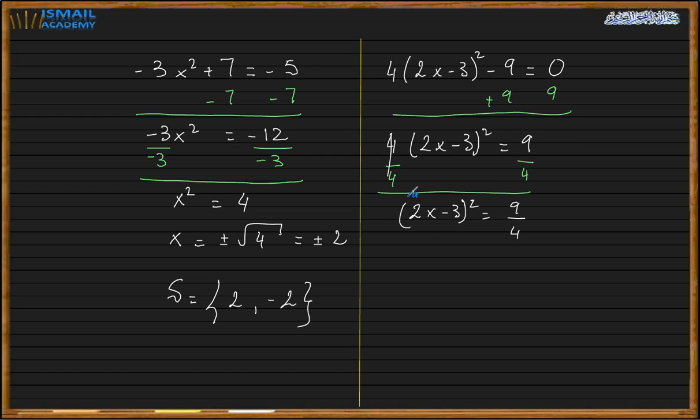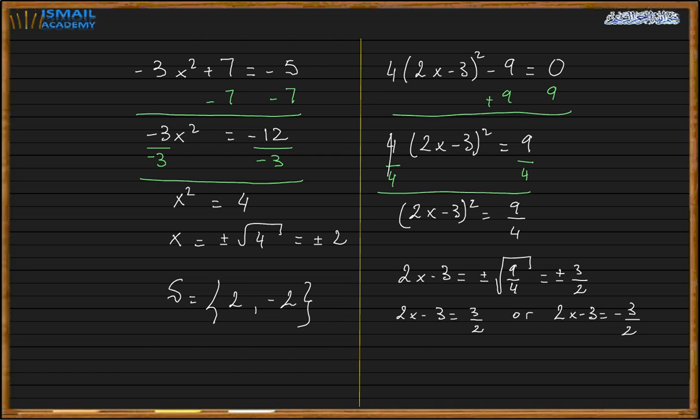This one is positive. A square is always positive. This is a true statement, so I can do the square root. So the square root is the whole thing inside equal plus or minus the square root of 9 over 4, which is plus or minus 3 halves. So here we have one positive, one negative. So I put 2x minus 3 equal the positive number, or I put 2x minus 3 equal the negative number. Then you have two linear equations which you can solve.